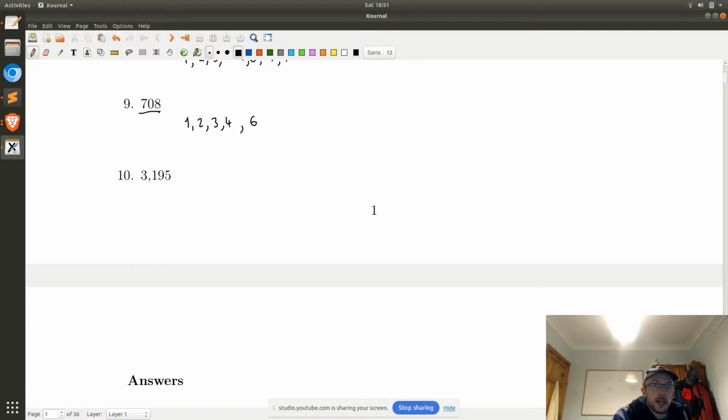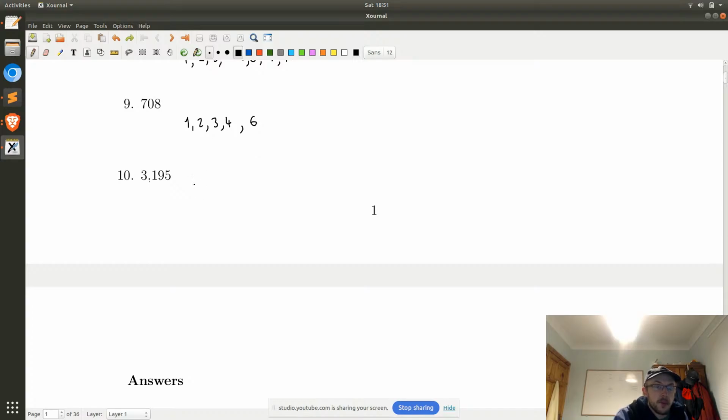But what about 8? Well, is this on the 8 times table? So we jump to 800. We know that it's 92 below. Is 92 on the 8 times table? The answer is no. And so this is our final answer: 1, 2, 3, 4, 6.